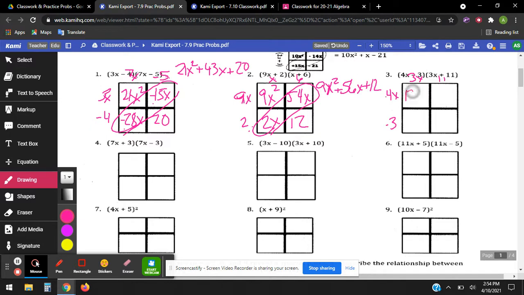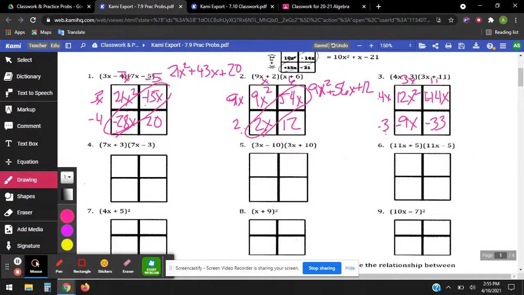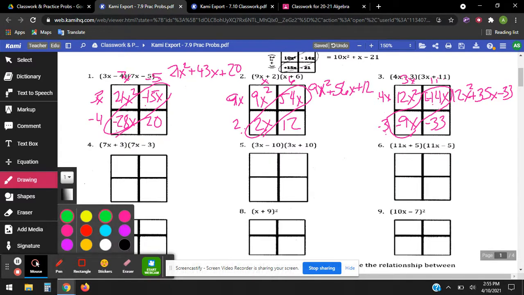And the last one for this row, 4x minus 3, 3x plus 11. So 3 times 4 is 12. x times x is x squared. 3 times negative 3 is negative 9x. 11 times 4 is 44x. And then 11 times negative 3 is negative 33. Combine these, and I have 12x squared. 44 minus 9 is a positive 35x, minus 33. Let's pick a new color for the next row.